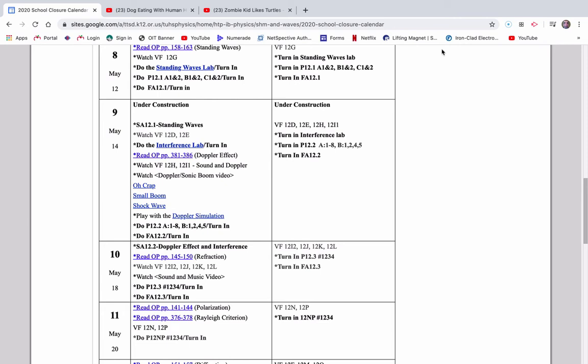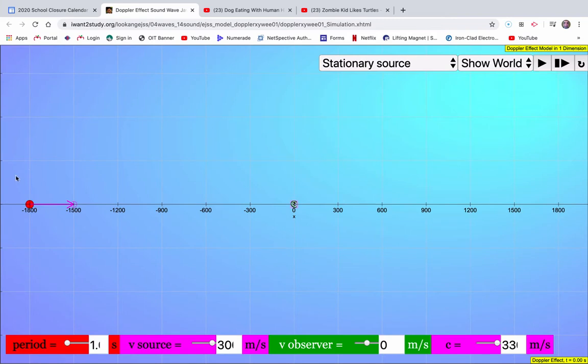Talk a little bit about the Doppler effect. Okay, this Doppler simulation is actually pretty cool, so let's take a look at that. If you click on it, you can see this source is going to move to the right. As it moves to the right, it's going to make these wave fronts that will spread out in a sphere or a circle in this case.